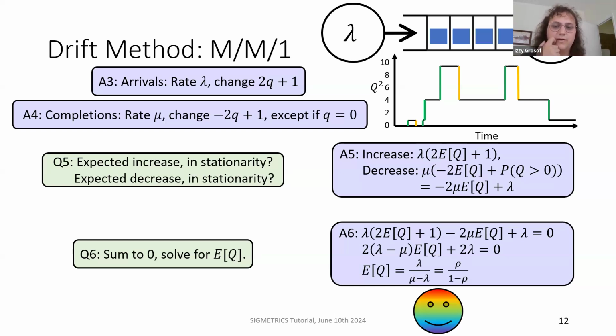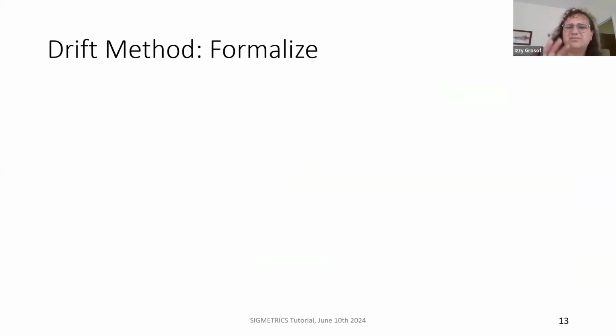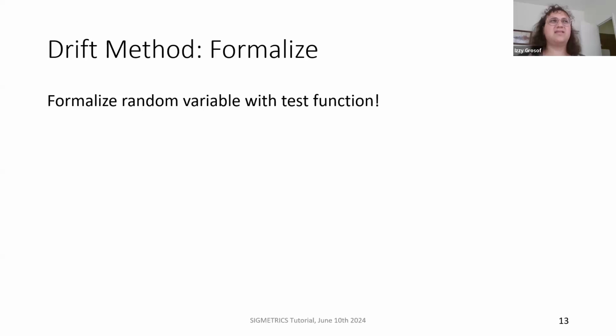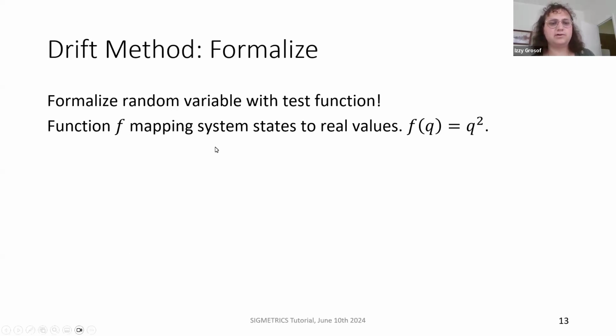So here's our rainbow ball of results. We've proven what we wanted to prove. So let's just formalize this drift method a little bit. Instead of just talking about a random variable, it's often helpful to think about a test function. Now, a test function is just a function that maps states of a system to real values. So in this case, we use the function that maps Q length to the Q length squared, okay?